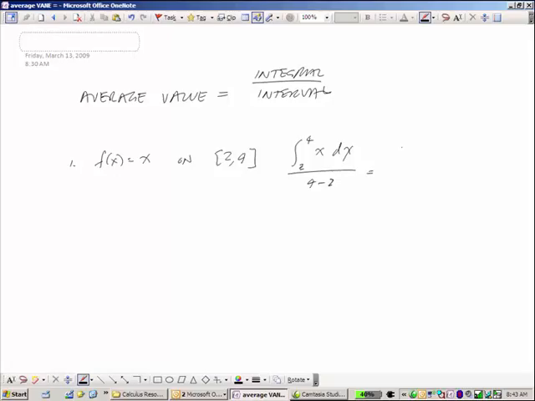We're good at taking any derivatives. 1/2 x squared over 2. So 4 squared divided by 2 is 8, minus 2 squared divided by 2 is 2. 6 over 2. Hey, it's 3.